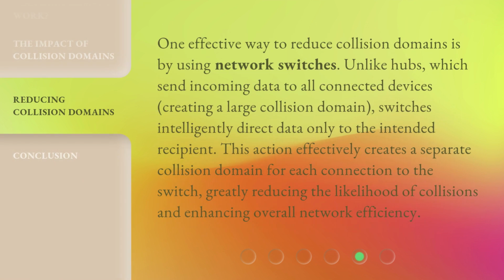One effective way to reduce collision domains is by using network switches. Unlike hubs, which send incoming data to all connected devices, creating a large collision domain, switches intelligently direct data only to the intended recipient. This action effectively creates a separate collision domain for each connection to the switch, greatly reducing the likelihood of collisions and enhancing overall network efficiency.